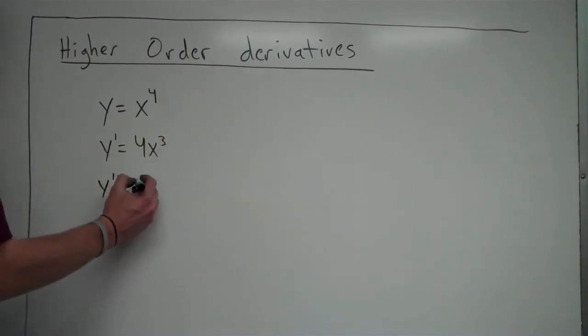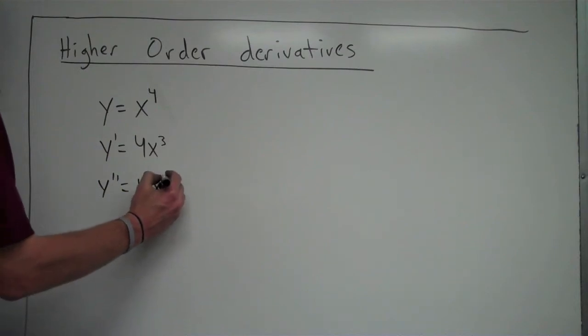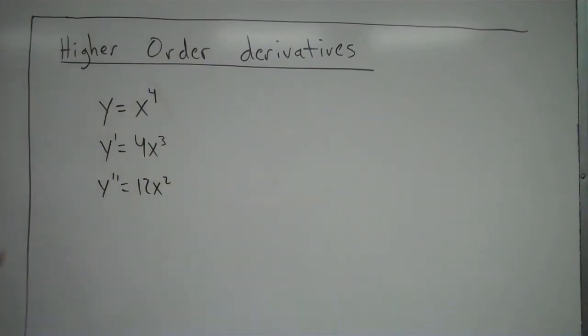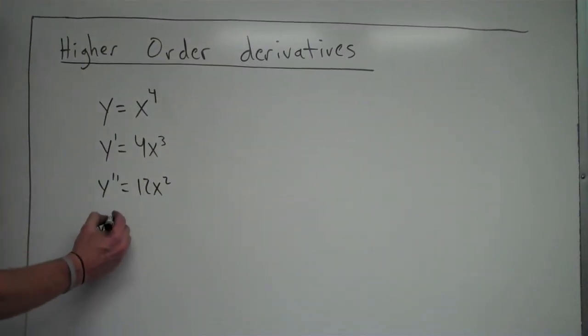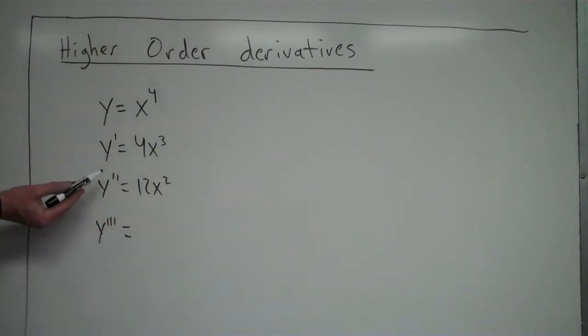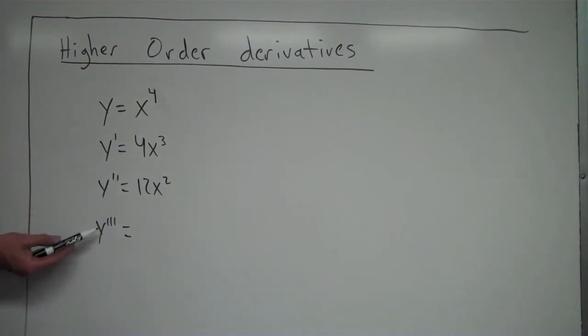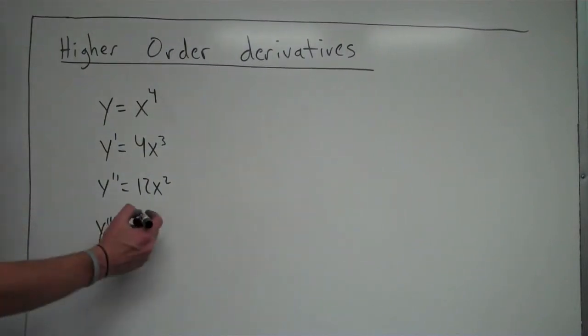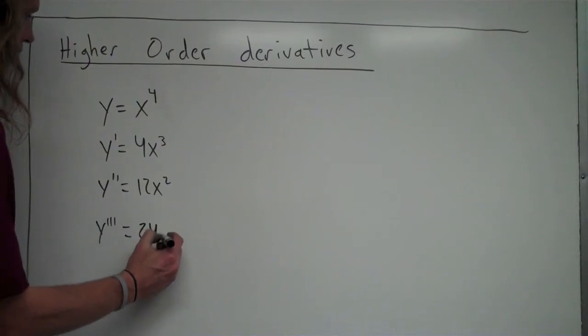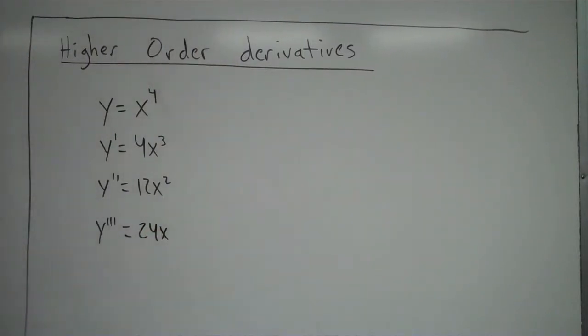So notice I take the derivative here and it becomes 12x squared. I can take the derivative of that and it becomes the third derivative. So notice what I did, I put y prime right there. This would sometimes be called y double prime as the second derivative, y triple prime as the third derivative. So it's going to be 24x is the third derivative.